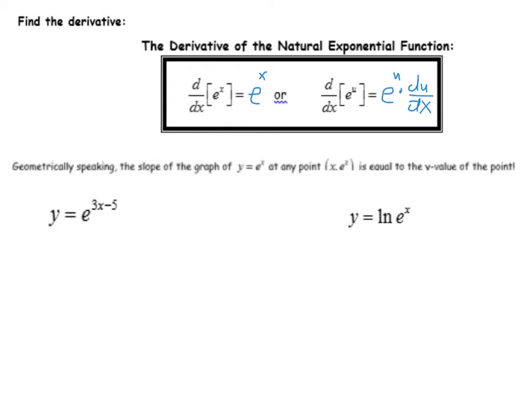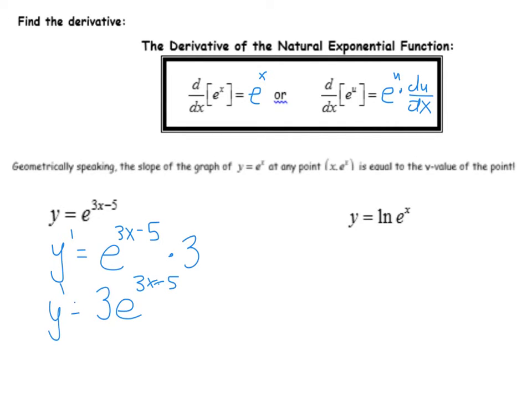Okay, so let's do the first example. y equals e to the 3x minus 5. So if we want to find the derivative, we do e to the 3x minus 5 times the derivative of 3x minus 5, which is 3. Now you'd usually write it like this so that it doesn't get caught up in the exponent.